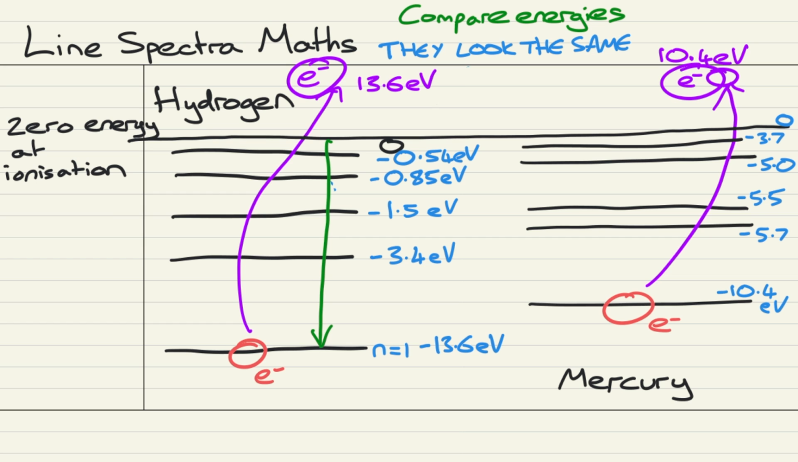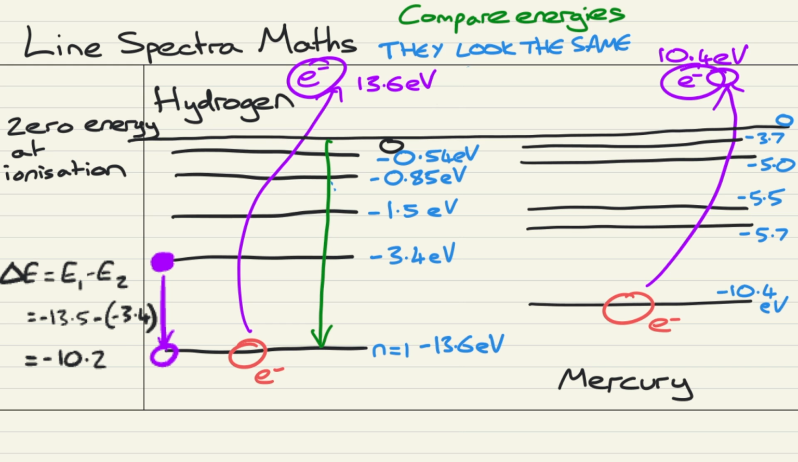So, let's get back to the question of colours. For the hydrogen, let's imagine an electron relaxes from n equals 2 to n equals 1. The change in energy, delta E, is equal to E1 minus E2, so minus 13.6 minus minus 3.4 equals minus 10.2 electron volts. So 10.2 electron volts is released.